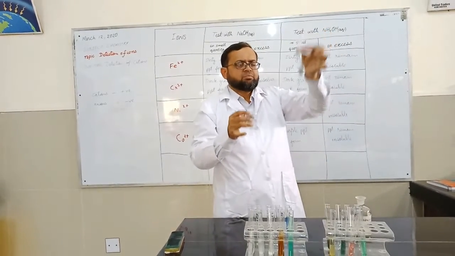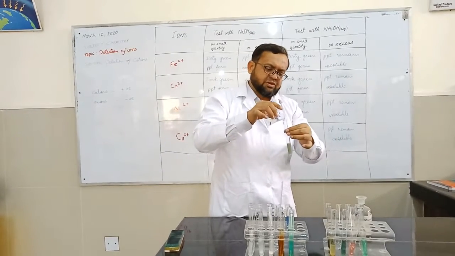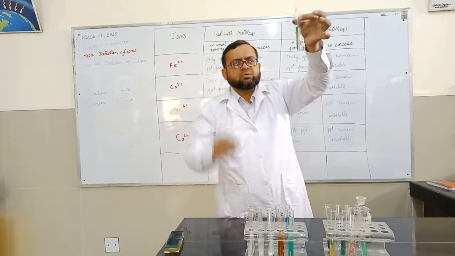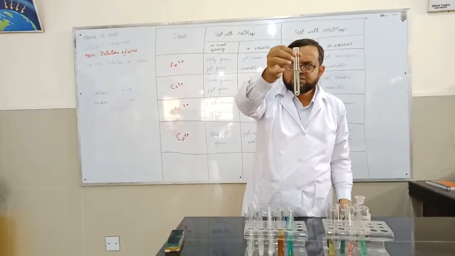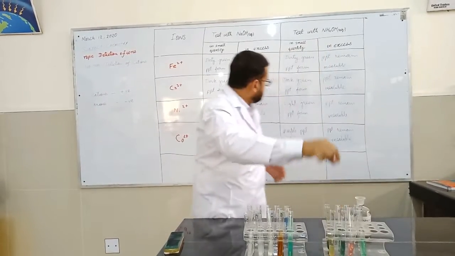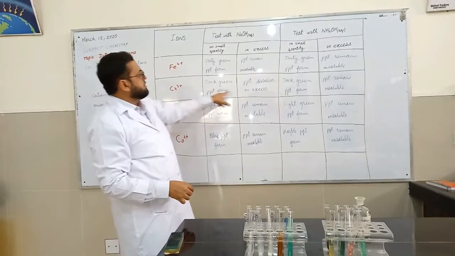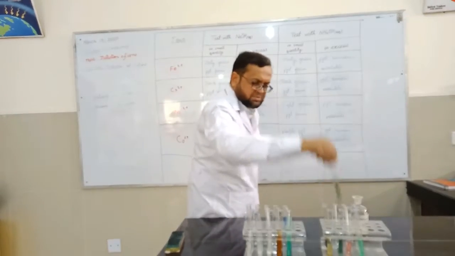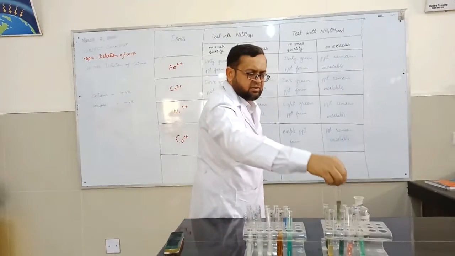Dark green precipitate. But when I do it in excess, the precipitate dissolves. See here, now the solution is again transparent. What does it mean? It means the precipitate has dissolved. So what should be the result? The dark green precipitate is formed from chromium 3 ion and dissolves in excess sodium hydroxide, as we have observed that there is no precipitate and the solution is again transparent.